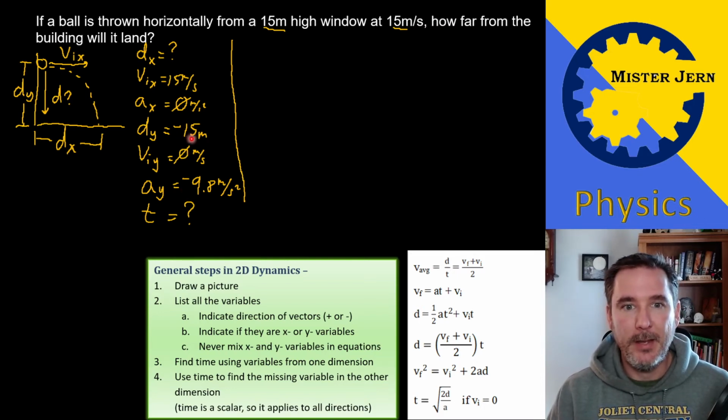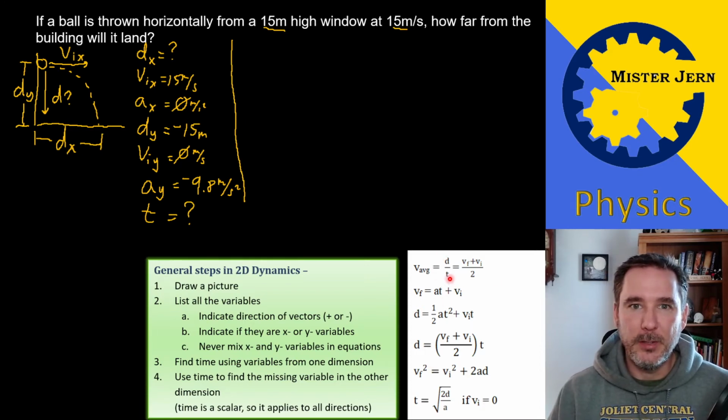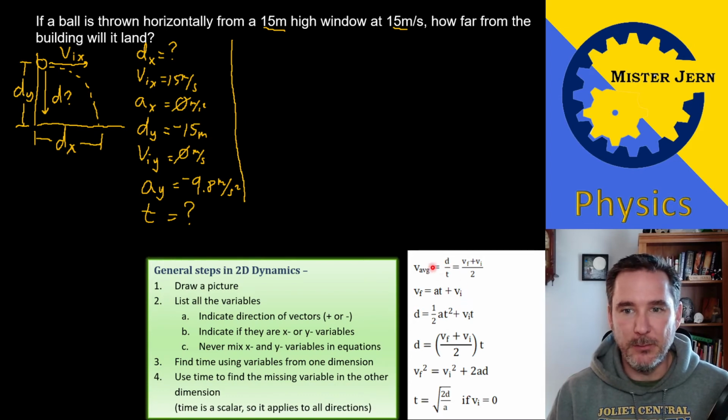We have dy, we have viy, and we have ay, so we have all of them, essentially. We seem to be missing one in the x. That's why we can't use that one. So we're going to find time using the y variables. Which equation should we use? There are several we can use. We're going to ignore this one because it is average velocity. We don't have average velocity, especially in the y direction. We could probably calculate it if we knew some more things.